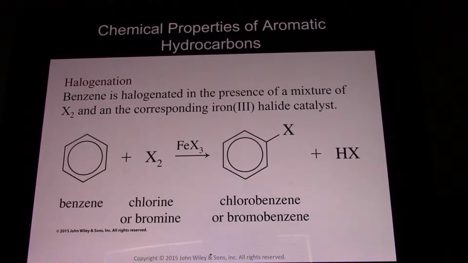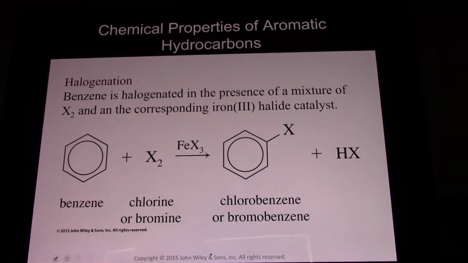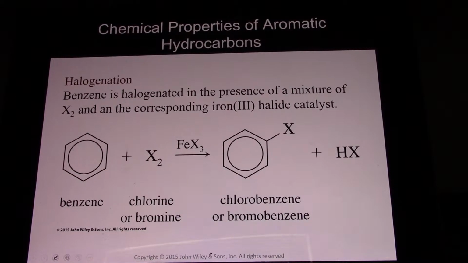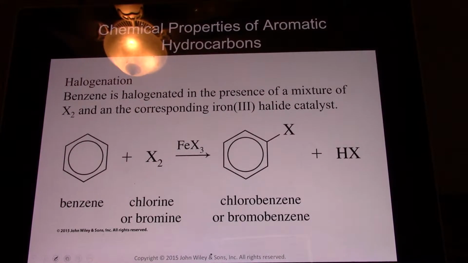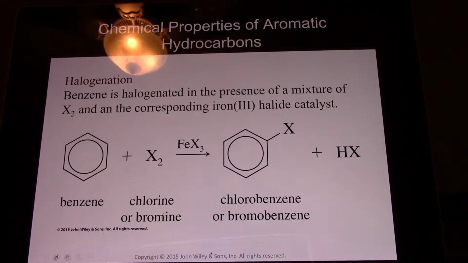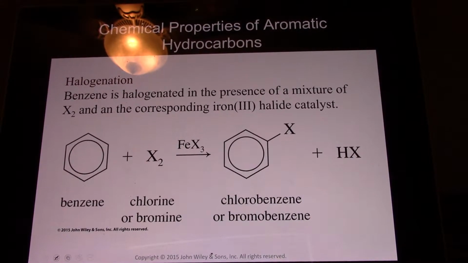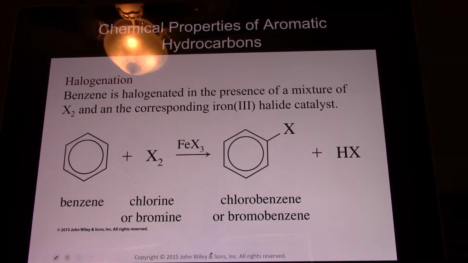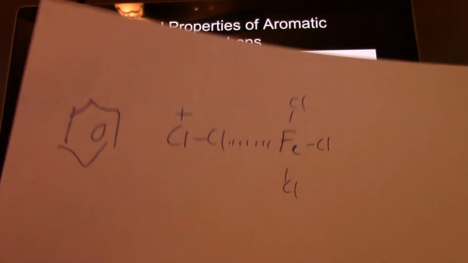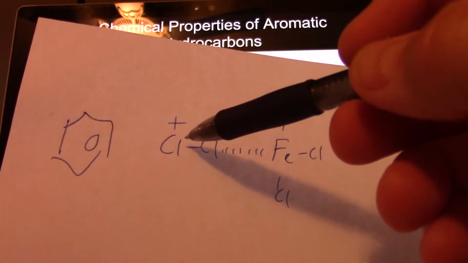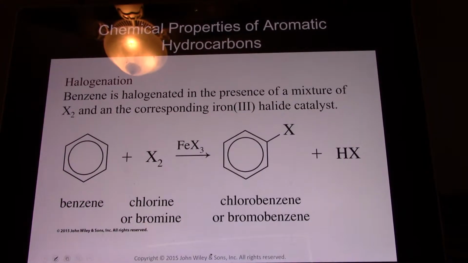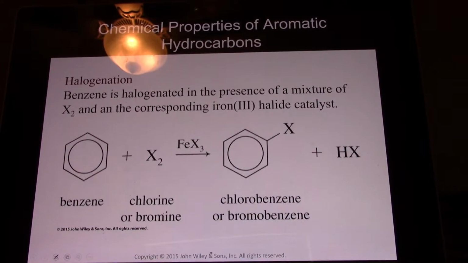Halogenation typically uses a catalyst. The purpose of the catalyst is that it actually activates the halogen. So in this case, we have our benzene. And let's say we have chlorine. The catalyst binds to the chlorine, making this one more positive. And now we just draw it as the single and double bonds to illustrate our point.